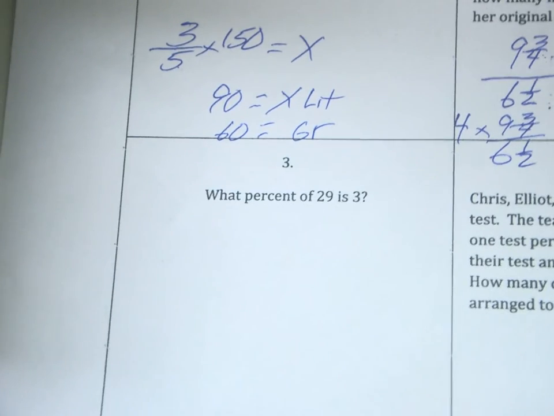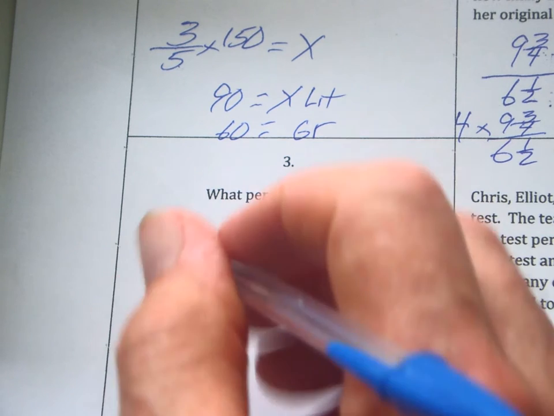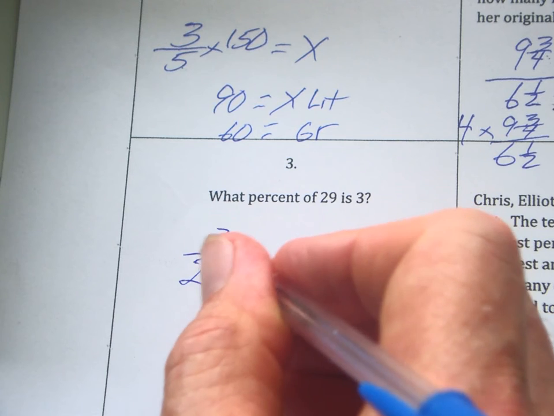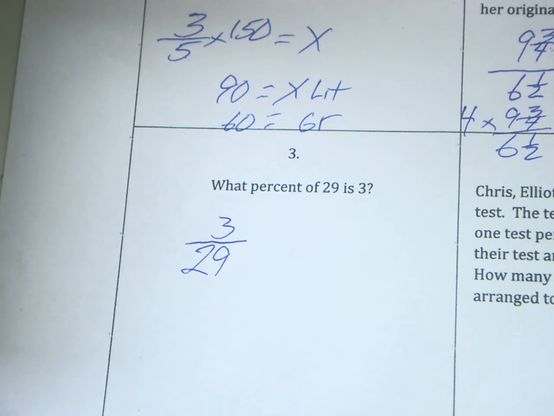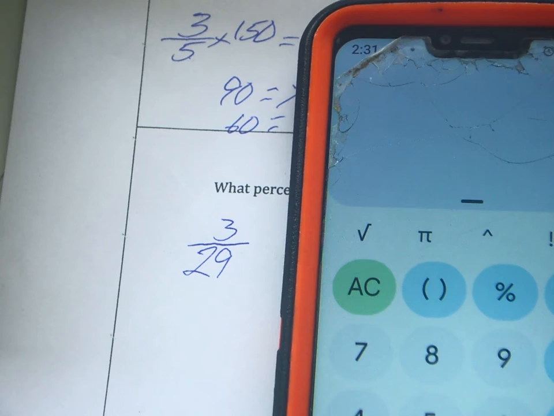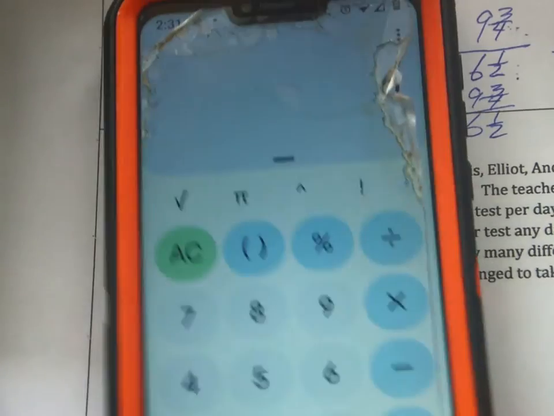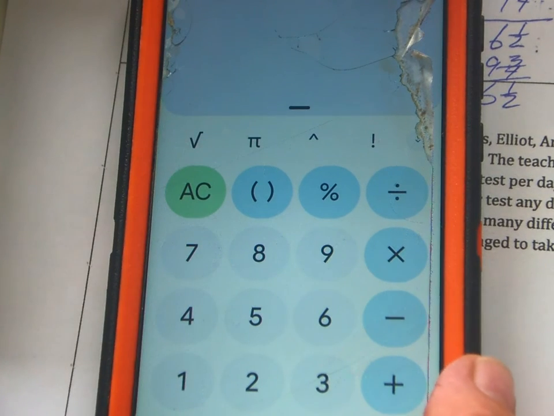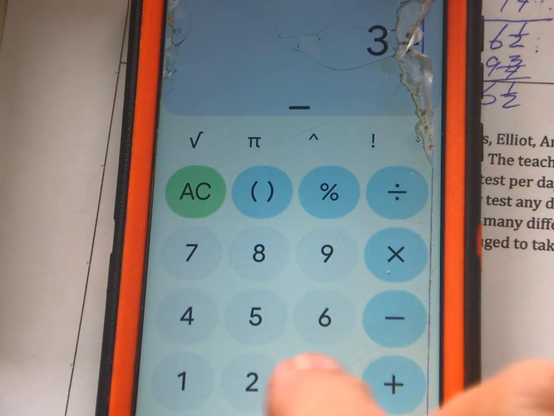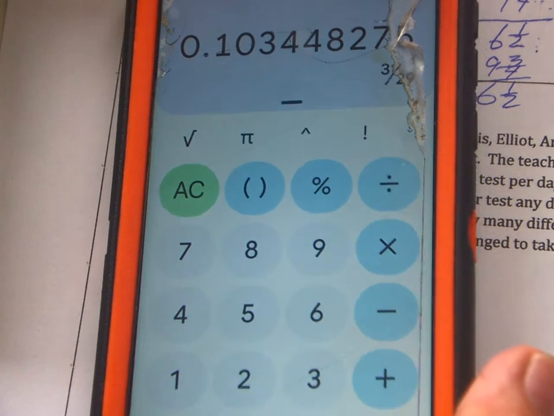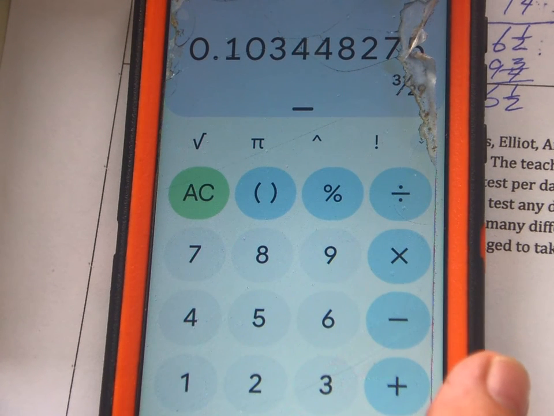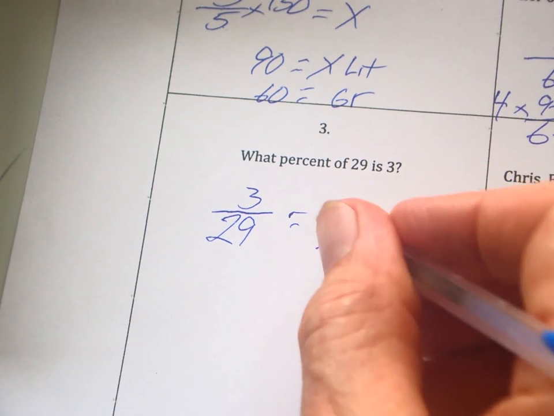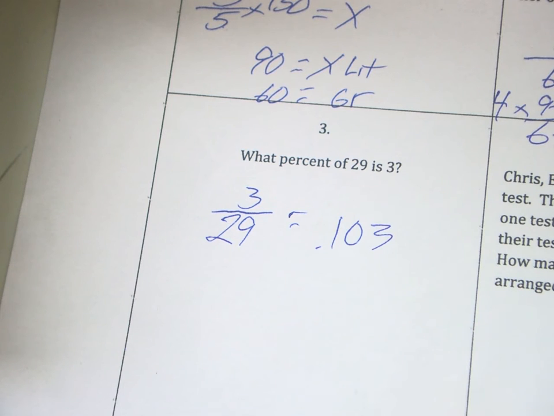Okay, what percent of 29 is 3? Well, the whole thing is 29, and we want to know what part of 29 is 3. So 3 out of 29 is represented like that. And again, we have our calculator. I'm going to clear it, and then I'm going to do 3 divided by 29 equals, and I get 0.10344. I'll put 0.103. Now, we want percent.